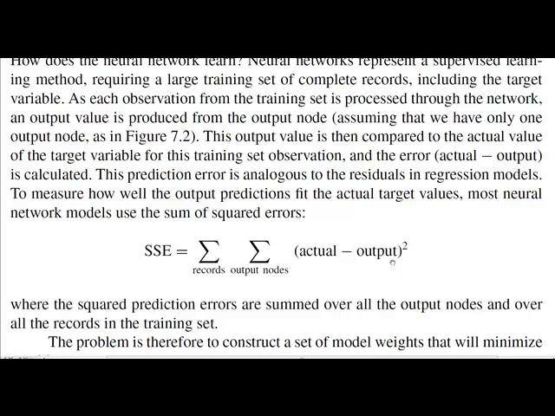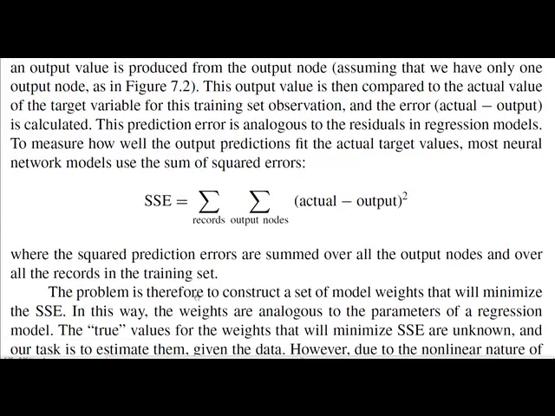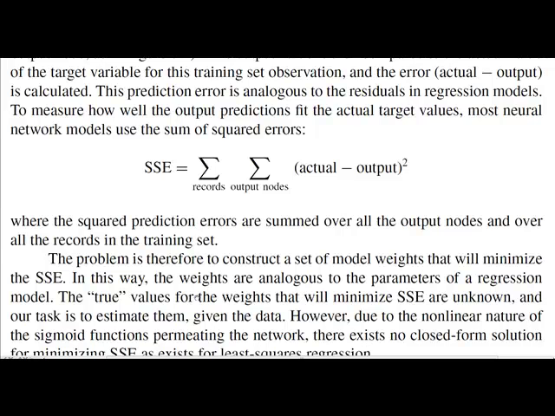So we take the actual minus the output, we square it, and we do this for all the pieces of our data. If we had 10,000 records where we had the actual target values, we could calculate actual minus output for each of those, square them and sum them up. The squared prediction errors are summed over all the output nodes and over all the records in the training set. The problem is therefore to construct a set of model weights that will minimize the SSE.